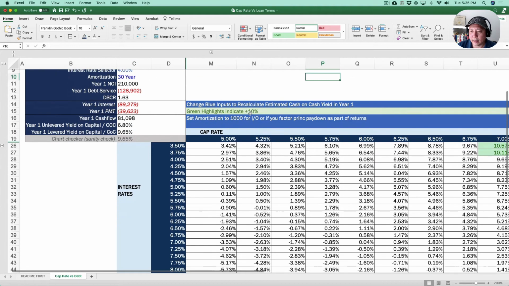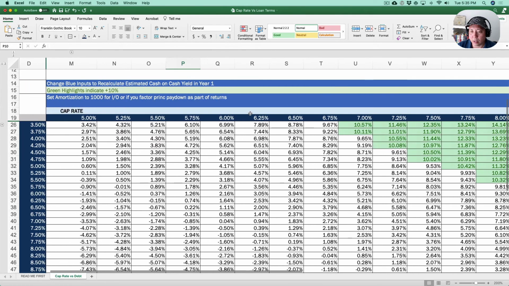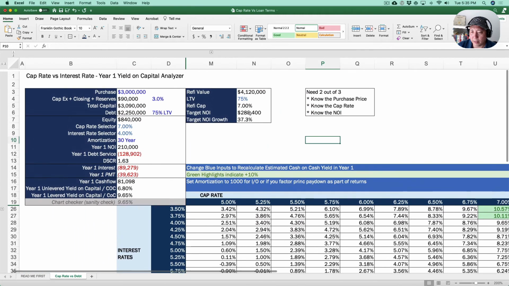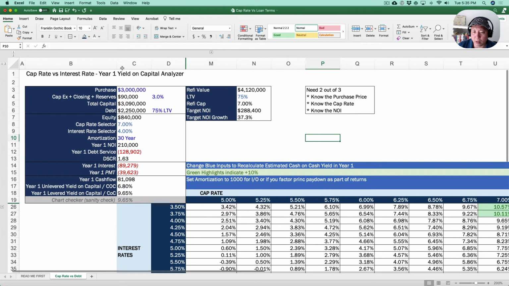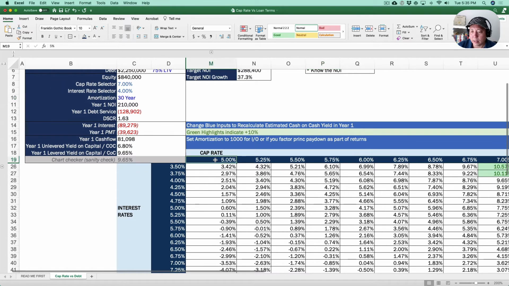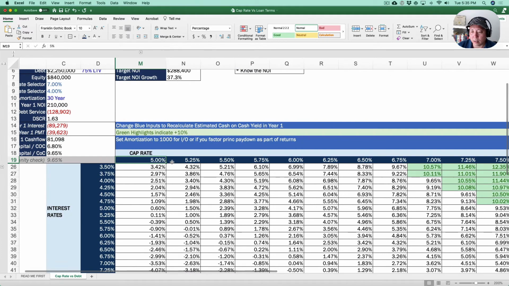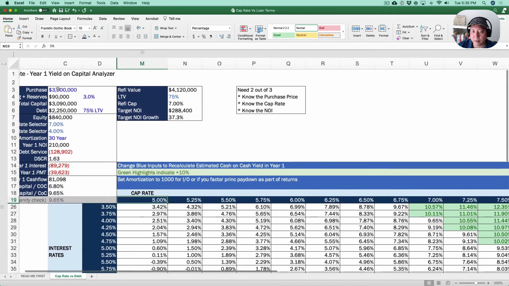So let me show you one last thing here, and this is the big chart. What I've done here is assume a $3 million purchase price, and an extra 3% for closing costs, capex, and reserves. What this chart does is it takes all the different cap rates. So if this $3 million purchase price represents a 5 cap or a 5.25 cap or a 5.5 cap or 5.75% cap rate, right?